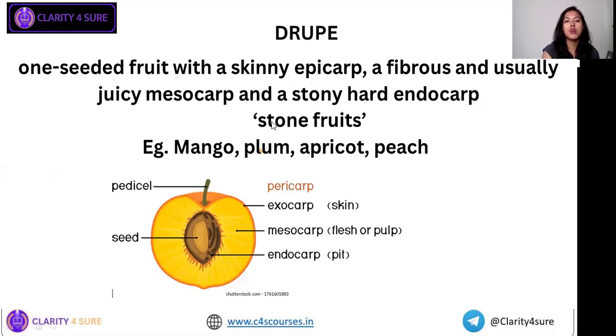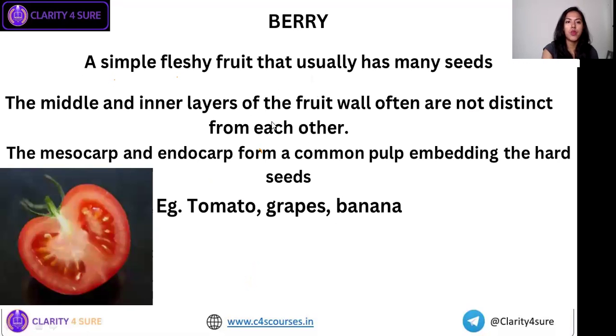The next type of fruit is your berry. Here again you see, berry is a simple fleshy fruit that usually has many seeds. The middle and inner layers of the fruit wall are often not distinct from one another. The mesocarp and the endocarp form a common pulp, embedding the hard seeds. So what is the key word in case of berry? Mesocarp and endocarp form a common pulp, embedding the hard seeds. So the middle and inner layers, that means mesocarp and endocarp, are not distinct. They form a common pulp.